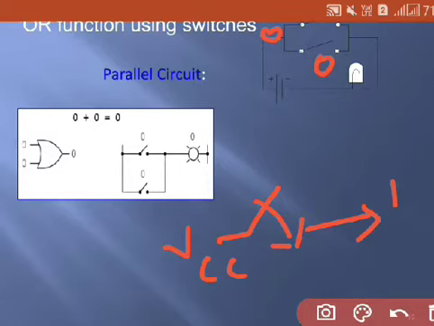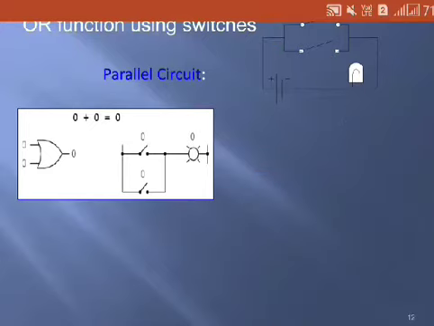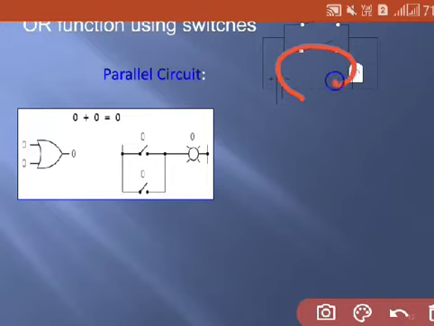That means a closed switch can be treated as logic 1, and an open switch can be treated as logic 0. Are you understanding? So when you assume that 0 and 0 are present at the corresponding switches, that means that corresponding switch is open. Switch A is open and switch B is also open, so there is no closed path in this circuit for the current to flow.